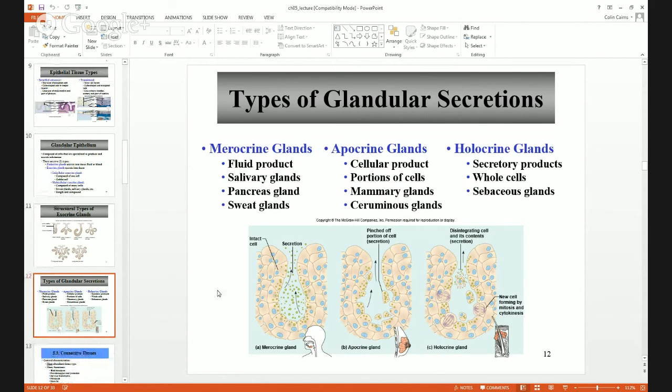So let's talk about the glandular secretions. Merocrine glands are classified because they secrete a fluid product only. You'll find those in salivary glands, pancreas glands, and sweat glands. Apocrine glands produce part of the cell, and they're found in the mammary glands and ceruminous glands. Holocrine glands, on the other hand, secrete the entire cell. The entire cell breaks down and is secreted, and you'll find those in the sebaceous glands.